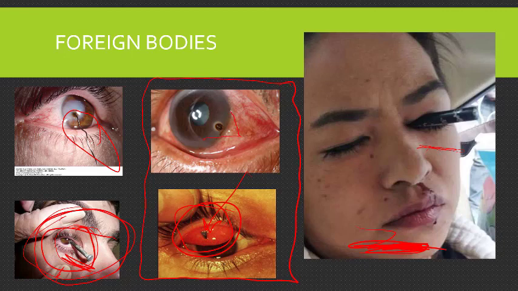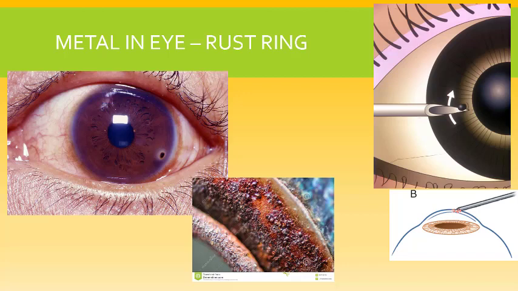So right now I want to focus on this kind of foreign body, which is a little tiny piece of metal. This usually happens if a person is a welder, but it can happen during any kind of construction or who knows what people do. This is a little tiny bit of metal in the eye. This is something that we can do something about in the emergency room.